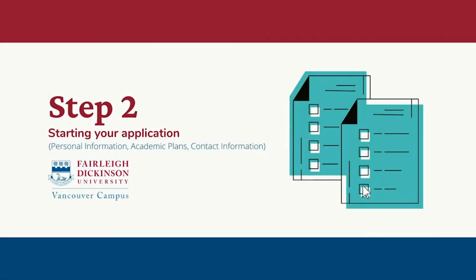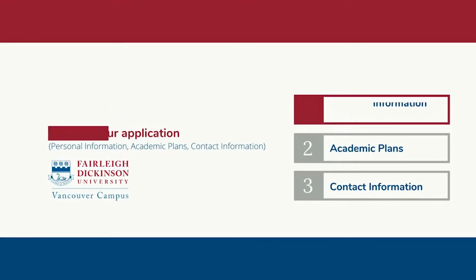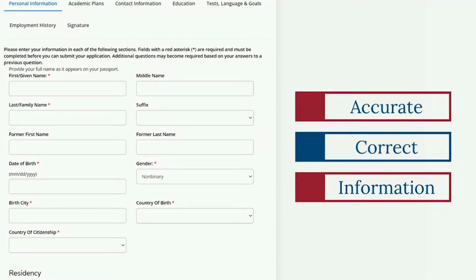Step 2. Start your application. The first part of the application includes personal information, academic plans, and your contact information. Let's start with personal information. In this part, make sure that you provide accurate and correct information.